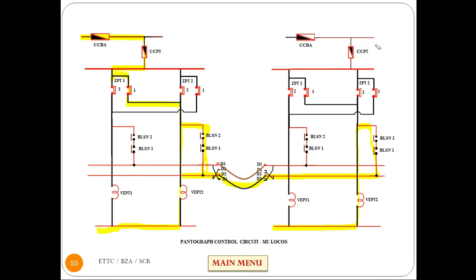So what will happen if the leading loco CCPT melts? If the leading loco CCPT melts, the supply for VEPT2 of the leading loco and trailing loco will get open circuited. So it means whenever the leading loco CCPT is melting, then both locos' Pantos will lower along with the tripping of DJ. It is a simple Panto control circuit for MU locos.